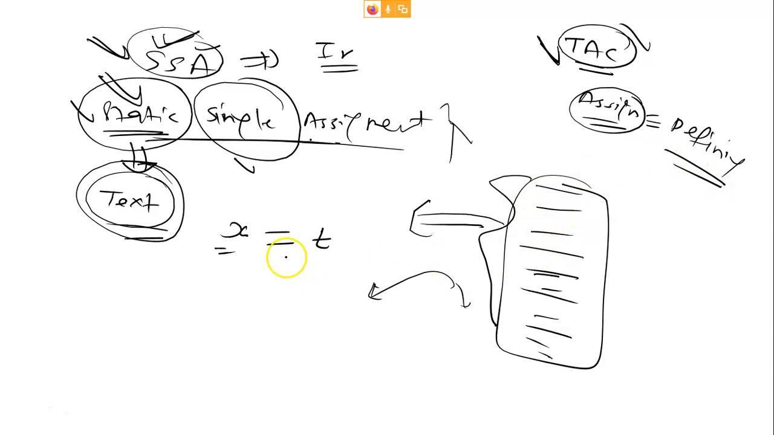So when I say x equal t, this is the definition for x, or you can say this is the assignment for x. Similarly, if I write the next line x equal to t2, this is another definition, or another assignment. Don't confuse this definition with your high level language definition, like in the C language where we define one time.